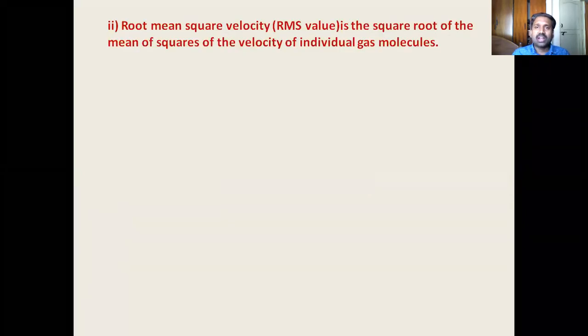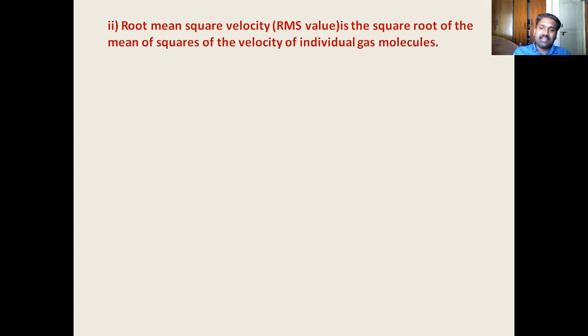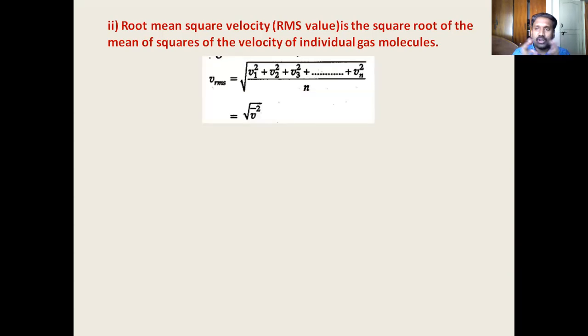Now we will come to one more term called root mean square velocity, sometimes called RMS velocity. What is this root mean square velocity? Root mean square velocity is defined like this. It's the square root of the mean of the squares of the velocity of individual gas molecules.